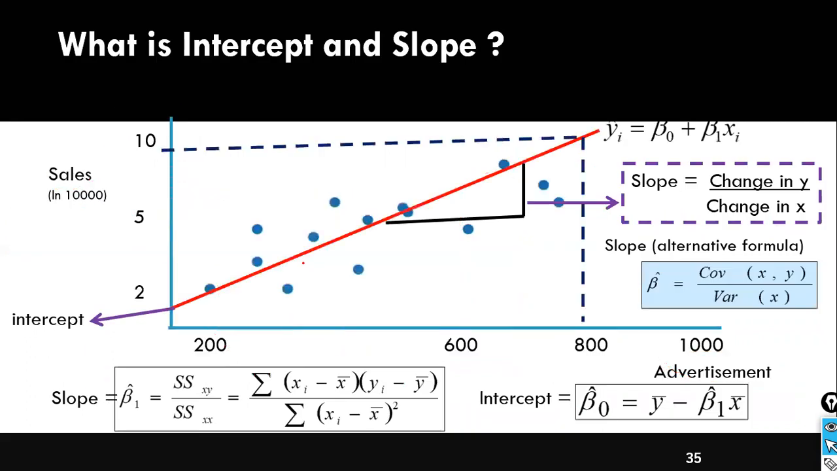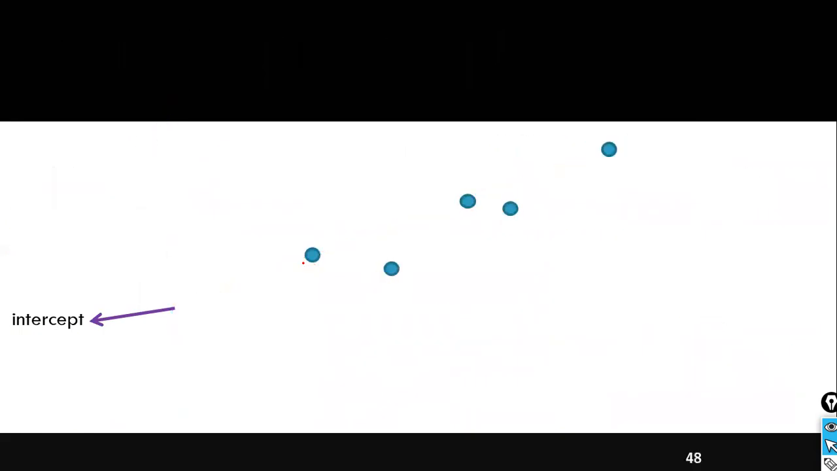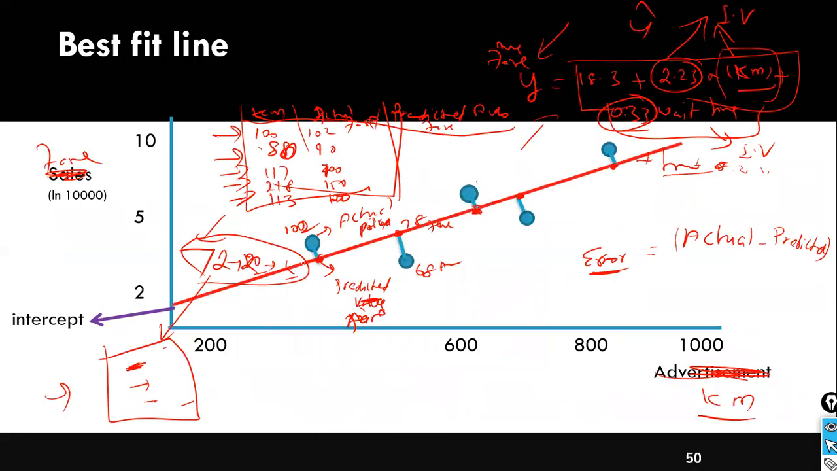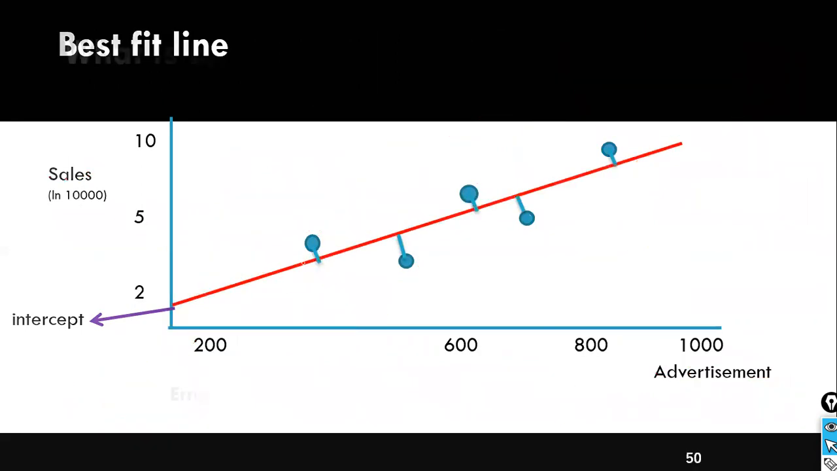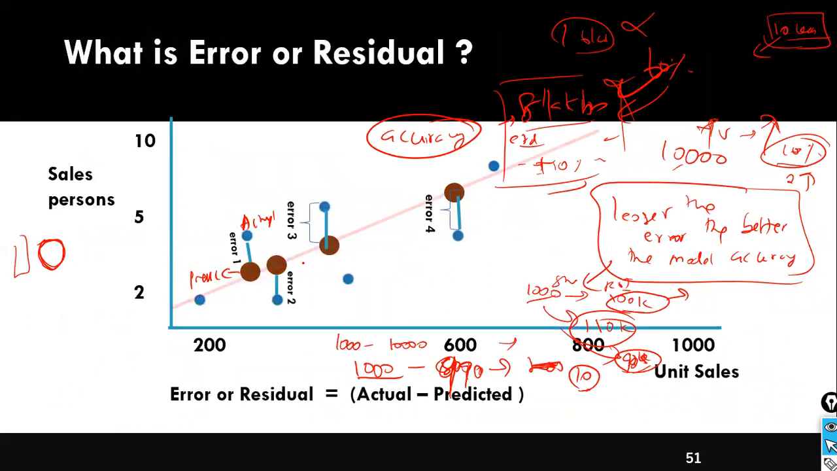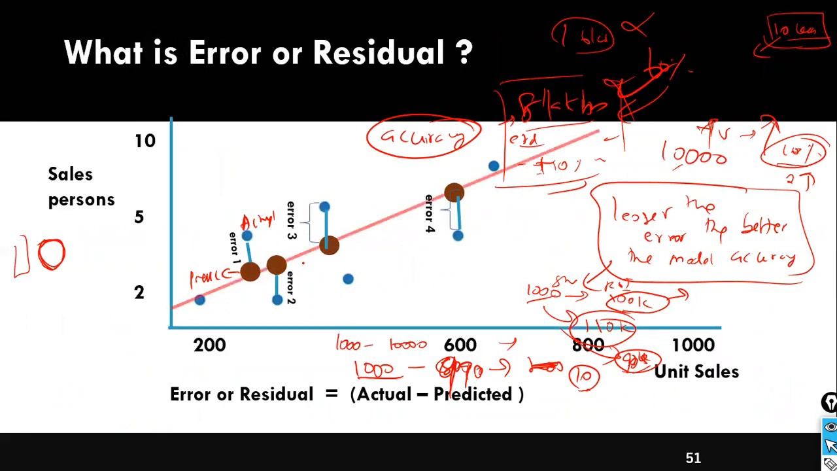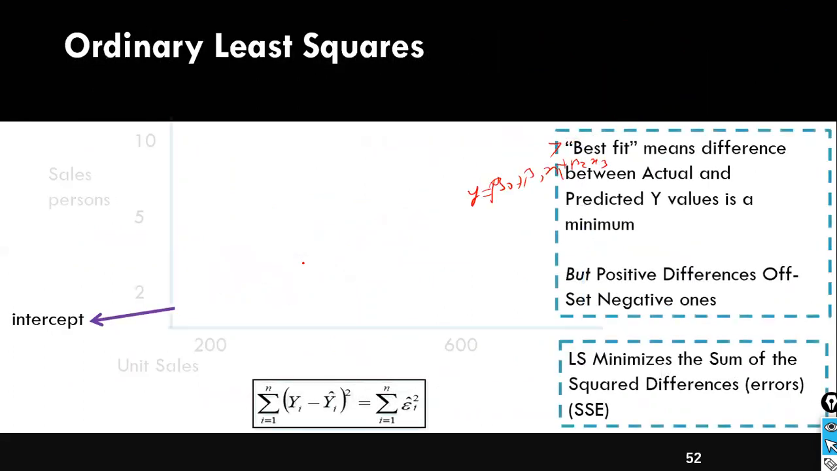Any questions so far? Intercept and slope, I hope you understood, that is very important. And you understood what the best fit line is. The next question is how this best fit line is drawn. The line is drawn here. What is the basis for the best fit line? Can anybody give me the answer?